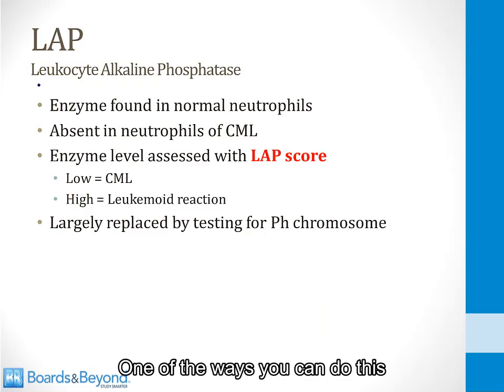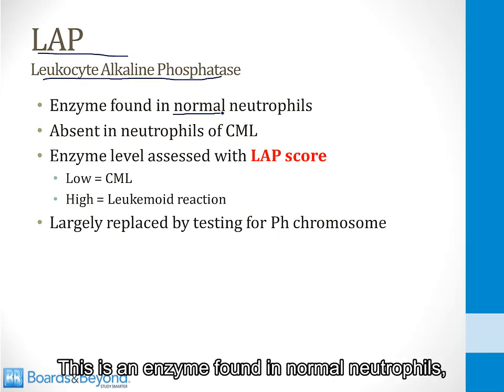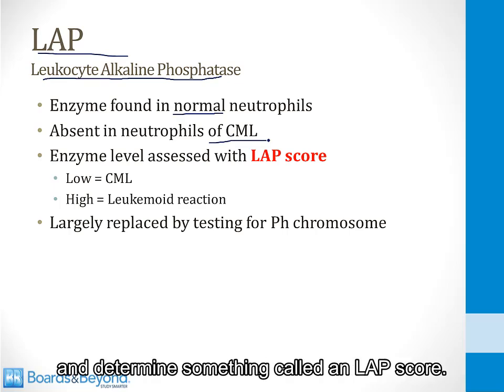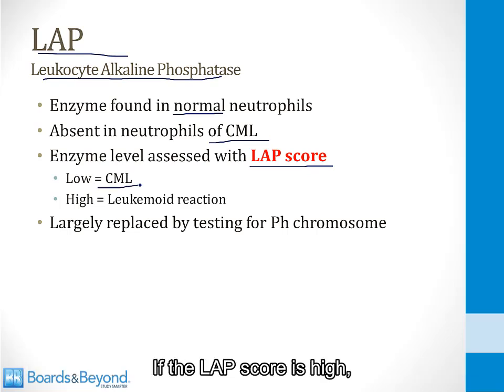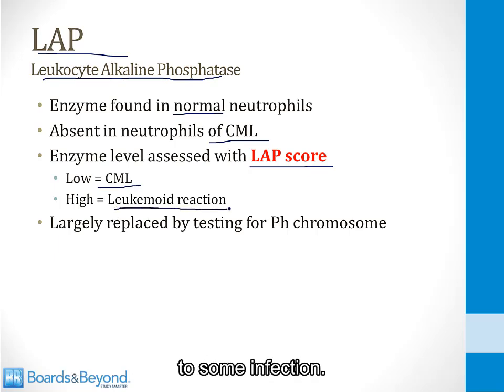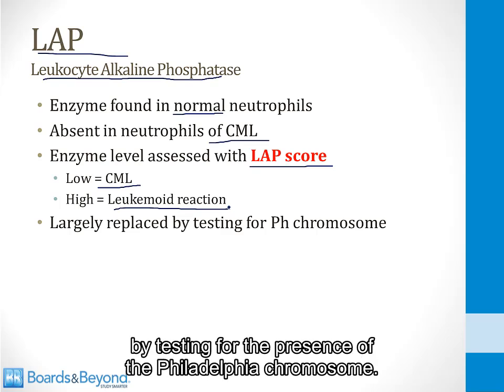One of the ways you can do this involves an enzyme called leukocyte alkaline phosphatase, or LAP. This is an enzyme found in normal neutrophils, and importantly, it's absent in the neutrophils of CML. So you can assess this enzyme level and determine something called an LAP score. If the LAP score is low, it suggests the patient has CML. If the LAP score is high, it suggests the patient has a leukemoid reaction to some infection. This used to be done very commonly. Now it's largely been replaced by testing for the presence of the Philadelphia chromosome.